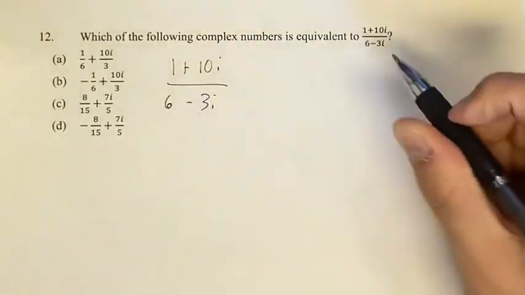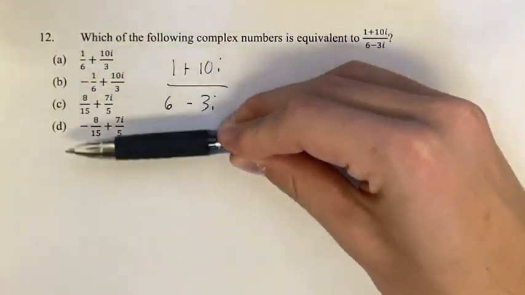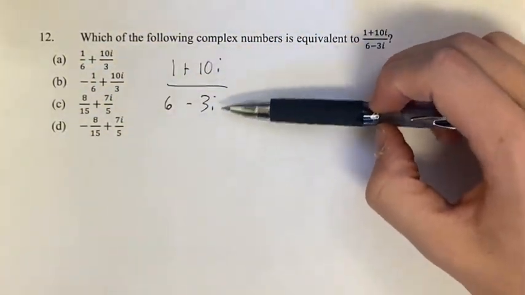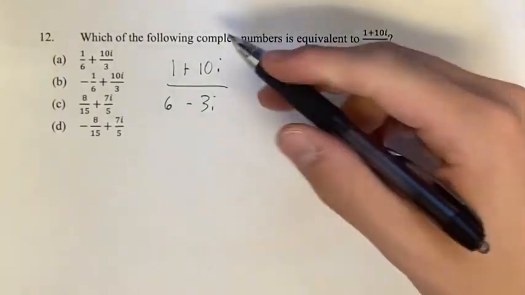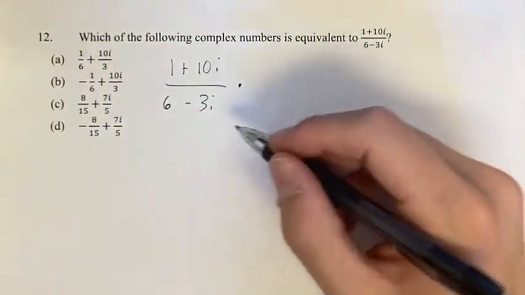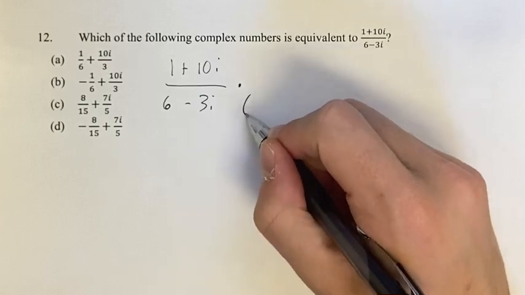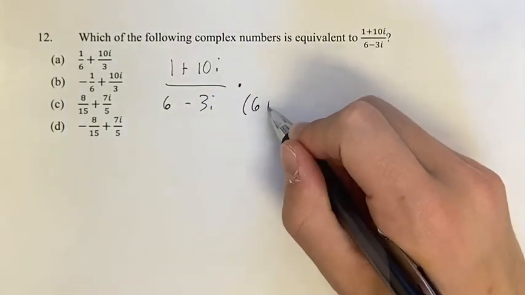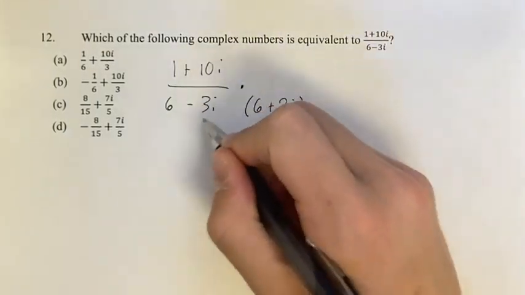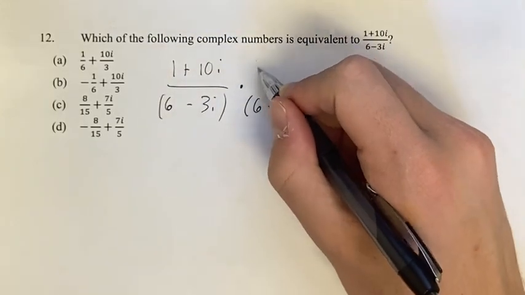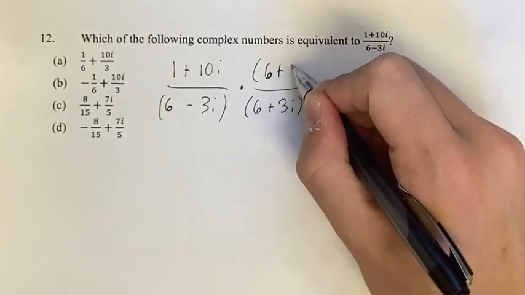And if you notice, none of these answers have an i in the denominator. So to get us into one of these forms, we have to multiply it by the denominator, but with the opposite sign. So 6 + 3i instead of 6 − 3i. And then you have to multiply the numerator by the same thing.